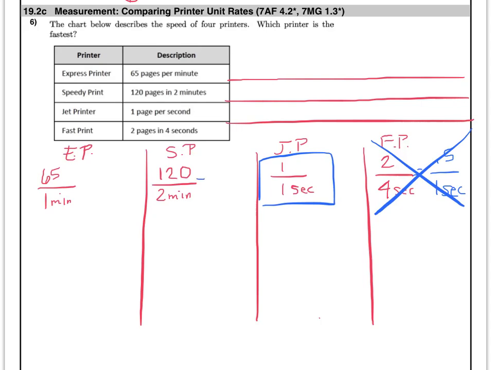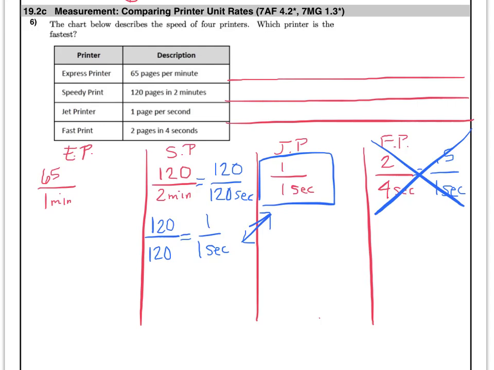Now this guy is in minutes, and he has to become seconds. So 2 minutes is really 120 seconds. And so it's 120 pages per 120 seconds. Well, 120 pages in 120 seconds, we need it to be in 1 second. So to get 120 down to 1, we have to divide by 120. So divide the denominator and the numerator, and you get 1 page in 1 second. Well, now these guys are tied. They're the same rate. So now we have to go over and do our express print.